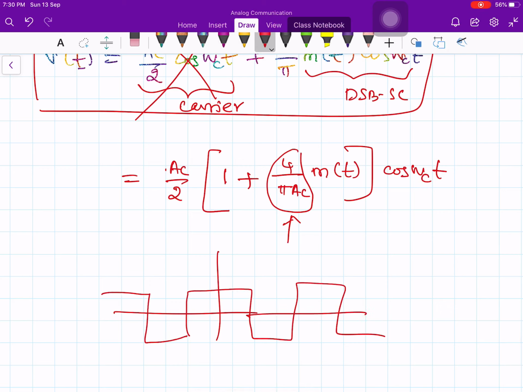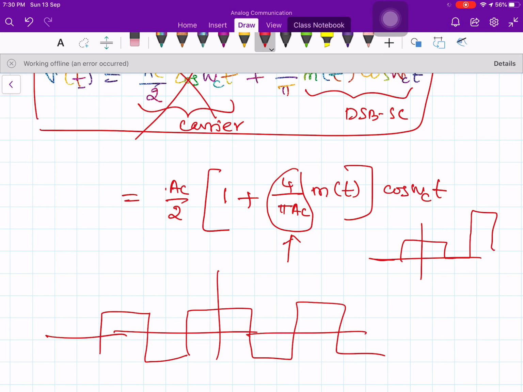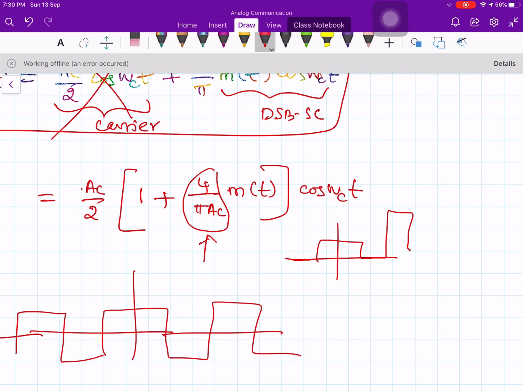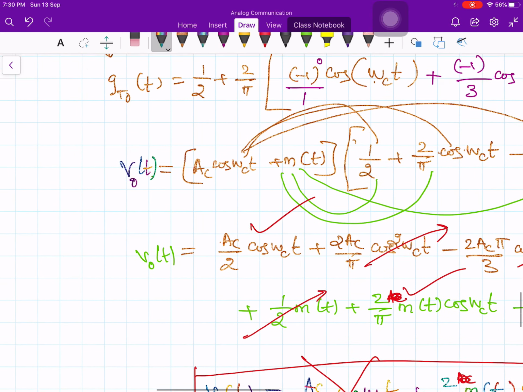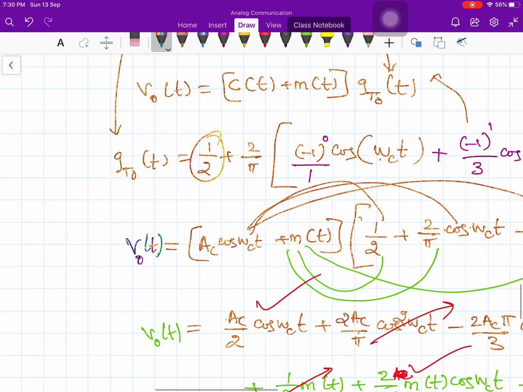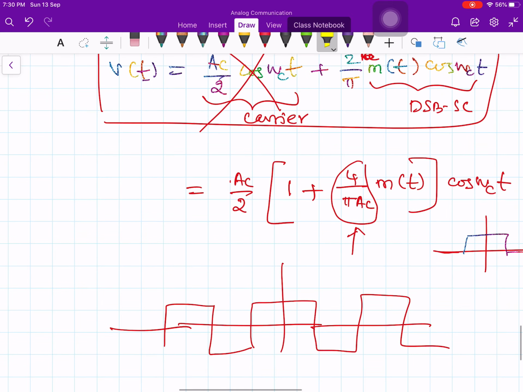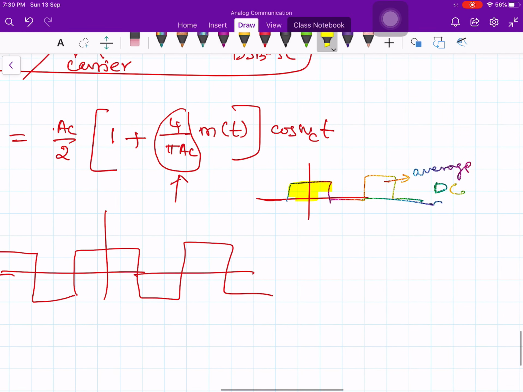you generate the square wave like this. In the previous case the square wave was like this, right? I am sorry, the square wave was like this. So it has an average DC component. Where is the average DC component? It is here. This 1 by 2 comes because of this area, because of this positive area.